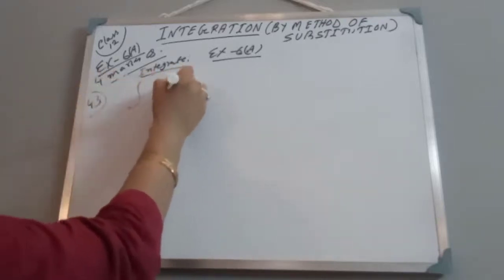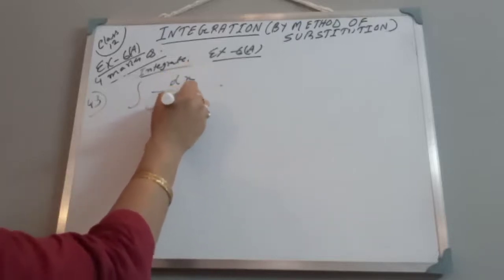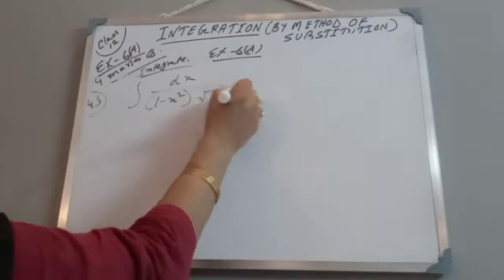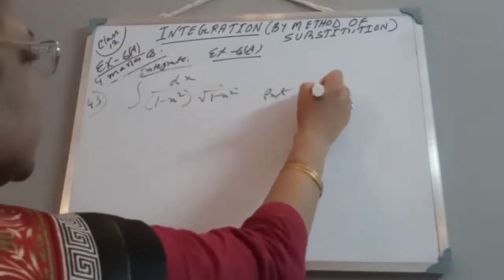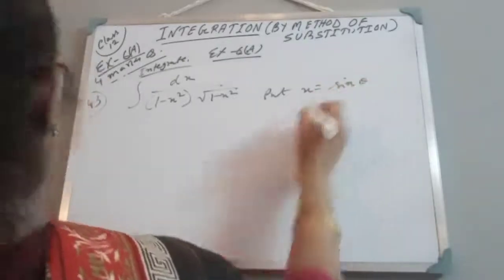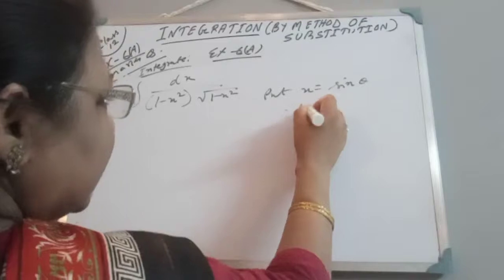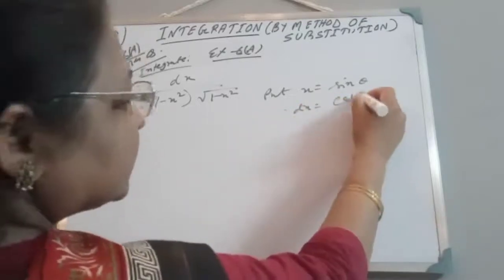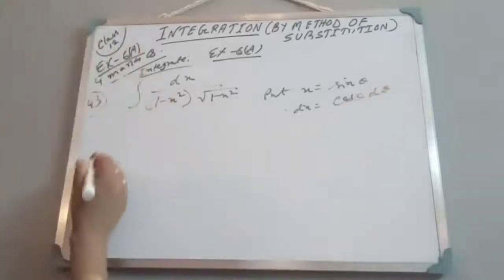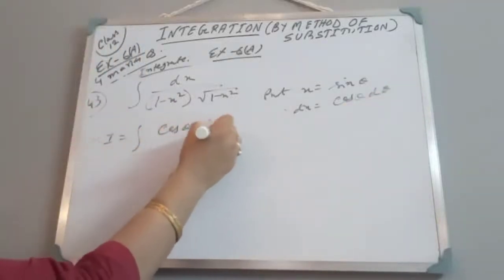What's the question? Integral dx by (1 minus x square) under root 1 minus x square. Okay, put x is equal to sine theta. It will be easier for us. Then x is equal to sine theta means dx is equal to d by dx of sine x equals cos x, so it will be cos theta d theta. Instead of dx we will put here cos theta d theta.